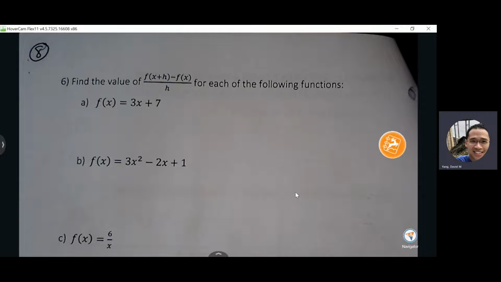I want to kind of lead us into function analysis, or substitution involving function values.